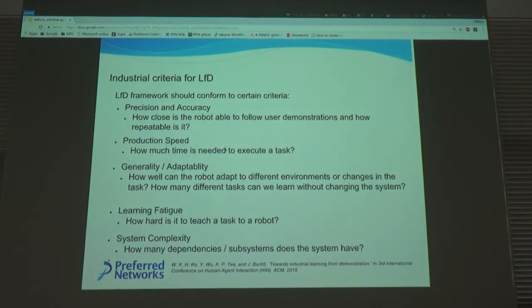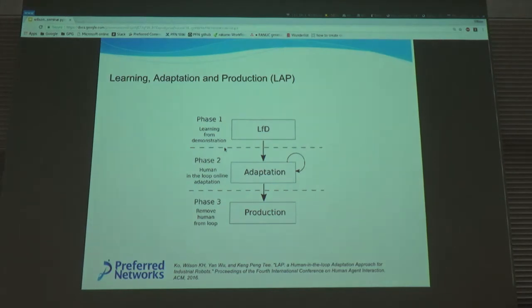Although all of these are very straightforward, at least back when I was working on this, not that many works out there actually focused on all of these aspects. They would usually only focus on one or two, and generalizability, for example, is a very popular topic. But I do believe that it's very important to address all of them if we want to use this in practical situations. So I took all these criteria and decided to design and implement my own algorithm, which is called Learning, Adaptation, Production, or LAP in short.